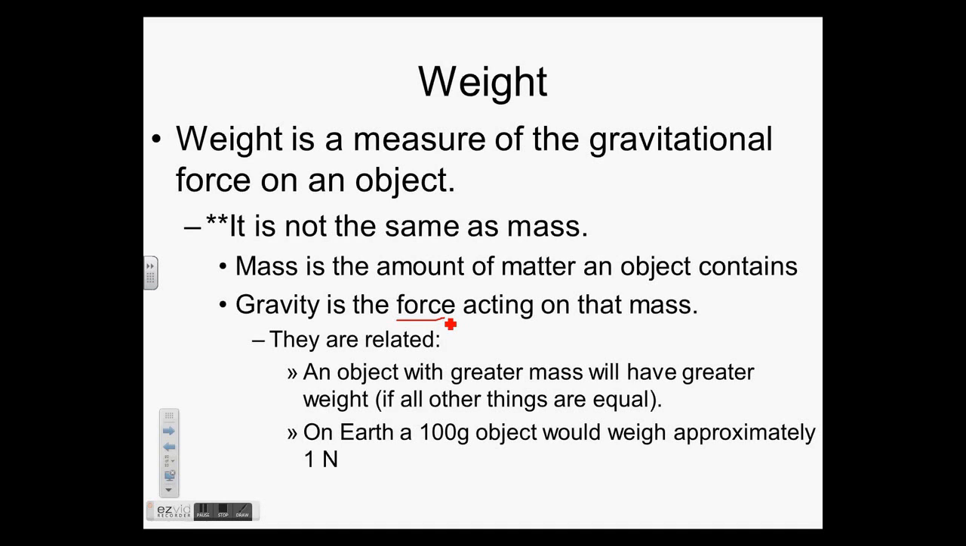So they're related. An object with a greater mass will have greater weight, all other things being equal. On Earth, a 100-gram object weighs approximately 1 newton, actually around 0.98. We're going to see that a lot in labs, this 9.8 idea or 0.98 idea.